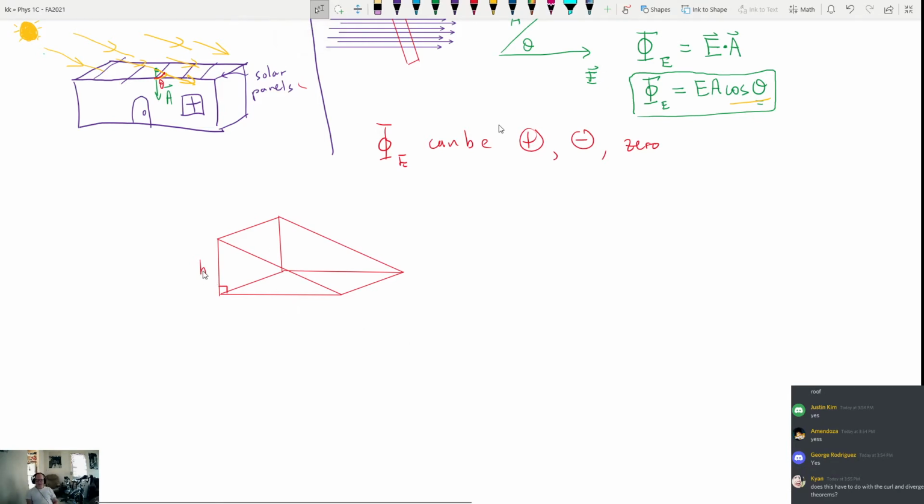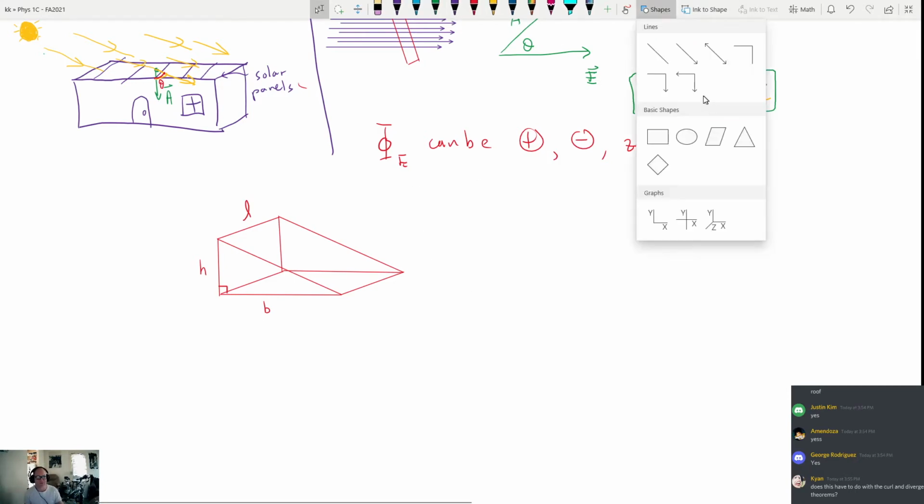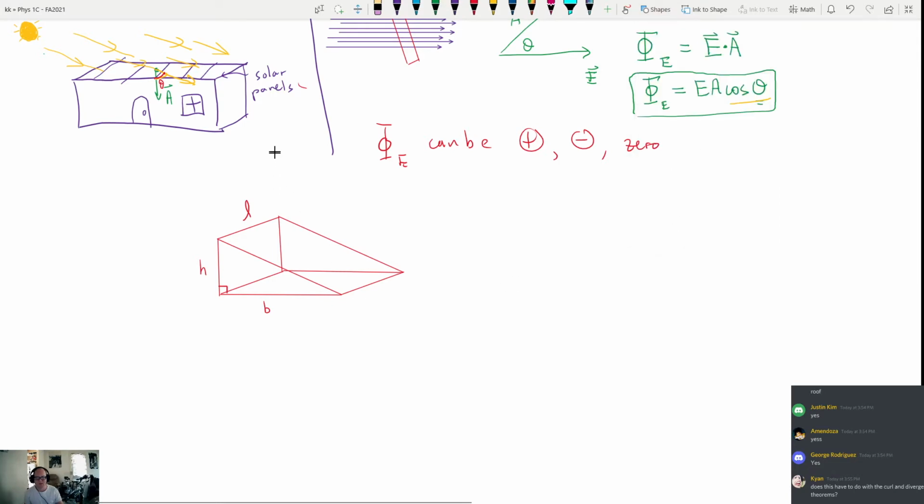So let's say this side is H. Let's say this side is L. And since this is the base, we'll call this side B. Okay? And we're going to place this into a uniform electric field. And let me label some things for the axes here, too. So let's do, like, green shapes. Let's do axes.